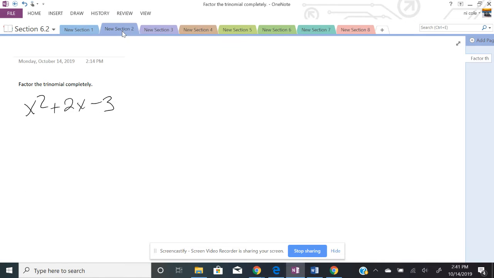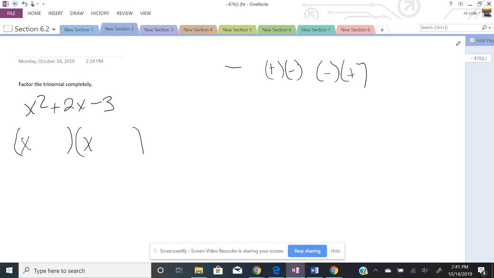Let's go look at another problem. All right, here again, when you factor, you're going to start off with 2 sets of pods. What makes x squared? Well, what times what is x squared? x and x. Now I'm going to go look at this minus sign. How do I make a minus sign? Well, it's either a positive times a negative or a negative times a positive. I'm just going to pick, it doesn't matter. So I'm going to put a plus and a minus.